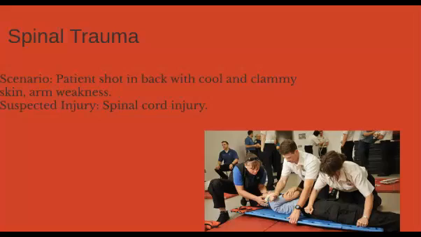Okay, so when it comes to spinal cord, I put a kind of a scenario on the slide because I wanted you guys to see that if you have somebody who's shot in the back, of course, you need to consider a spinal injury. Now, of course, if he's cool and clammy and he has just specific arm weakness, this 100% could be a spinal cord injury. So it's going to require immediate immobilization and transport urgently. So, of course, your suspected injury is a spinal cord.